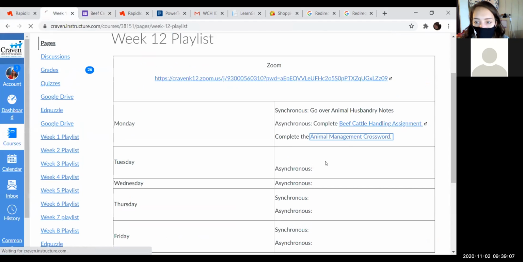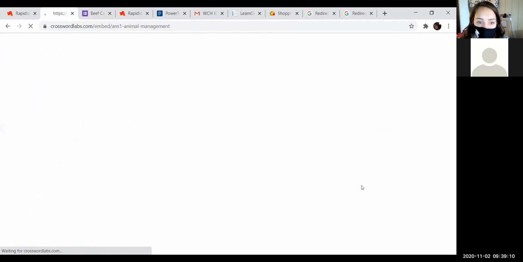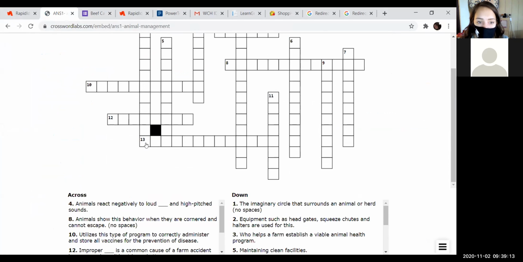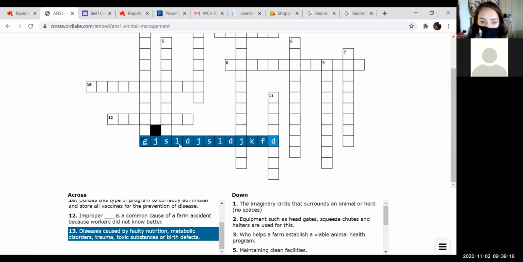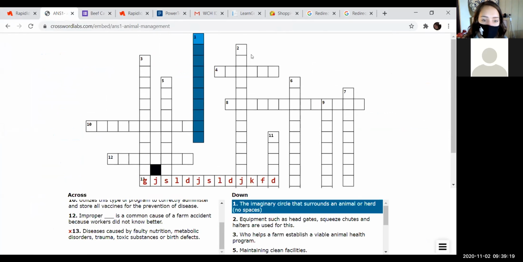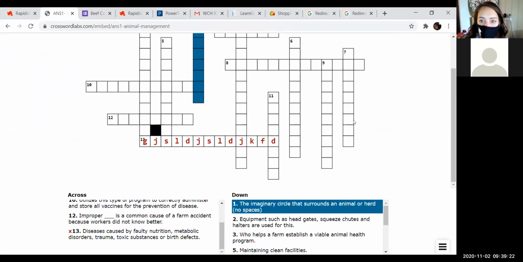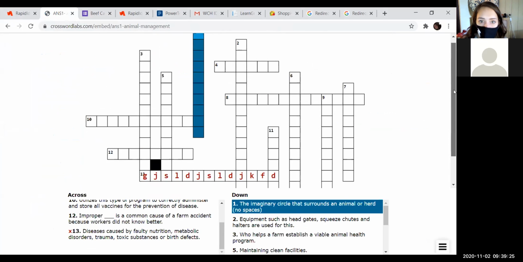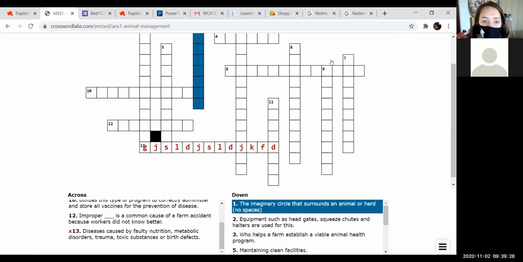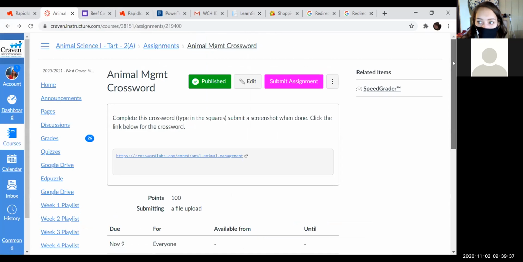All right, and then you have a crossword. So you'll pull this up, go through, remember you'll type in whatever the word is. If it's red, you got it wrong. If it's green, you got it right. Once you're done, you will take a screenshot of it, make sure you get all of it in there, and then you will submit it on your Canvas. Any questions on that, on your assignments?